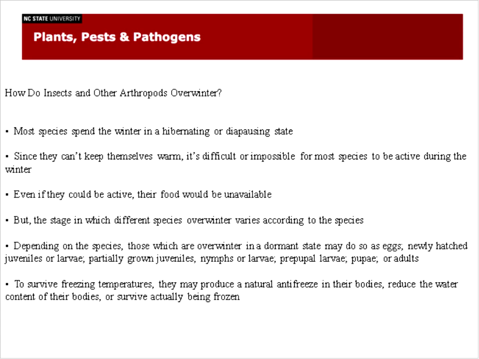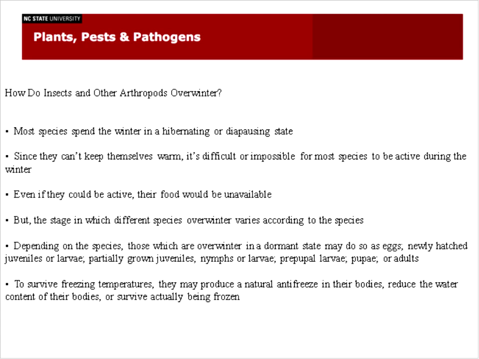Since insects are cold-blooded, of course, they can't keep themselves warm, so it's difficult for most species to be active during the winter. Their physiologies don't allow them to be active when the temperatures are cold like that. Even if they could be active, since most trees are bare and herbaceous vegetation is gone, the food of the insects would be unavailable to them. But the stage in which different species of insects and arthropods overwinter varies according to the species.